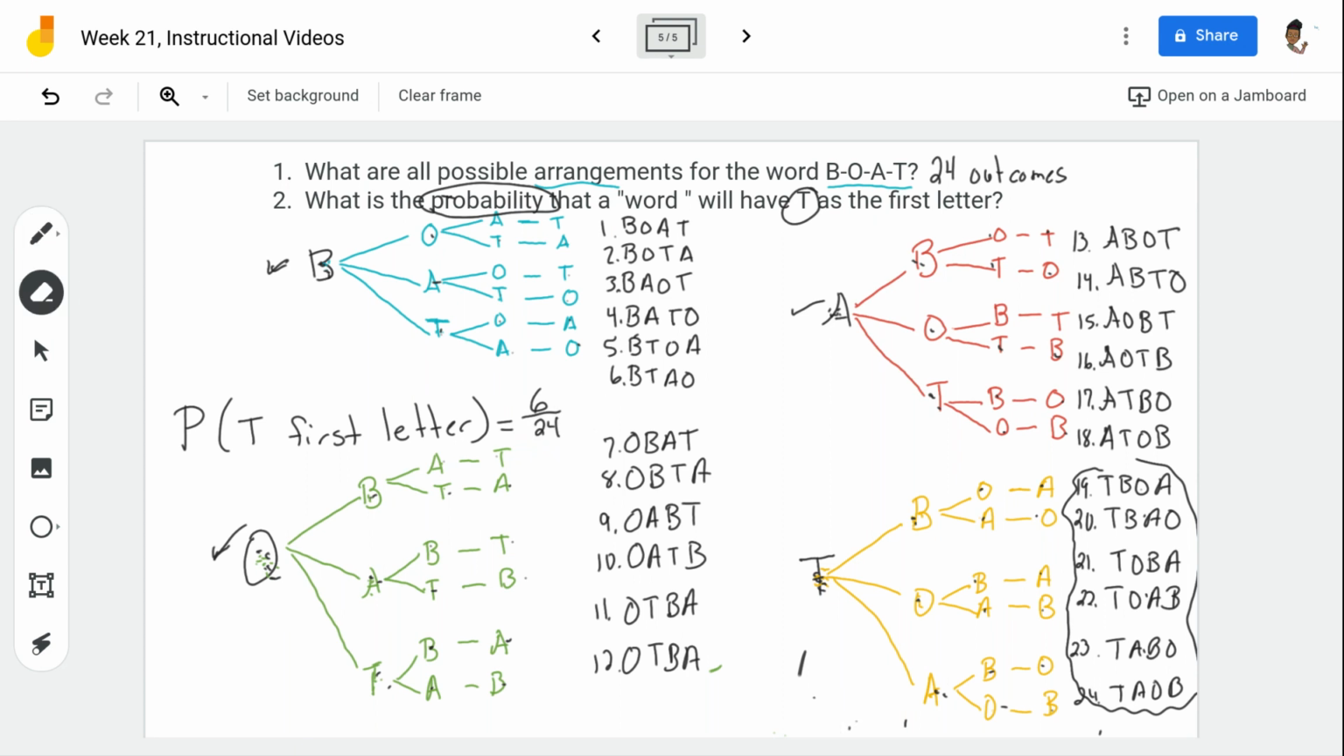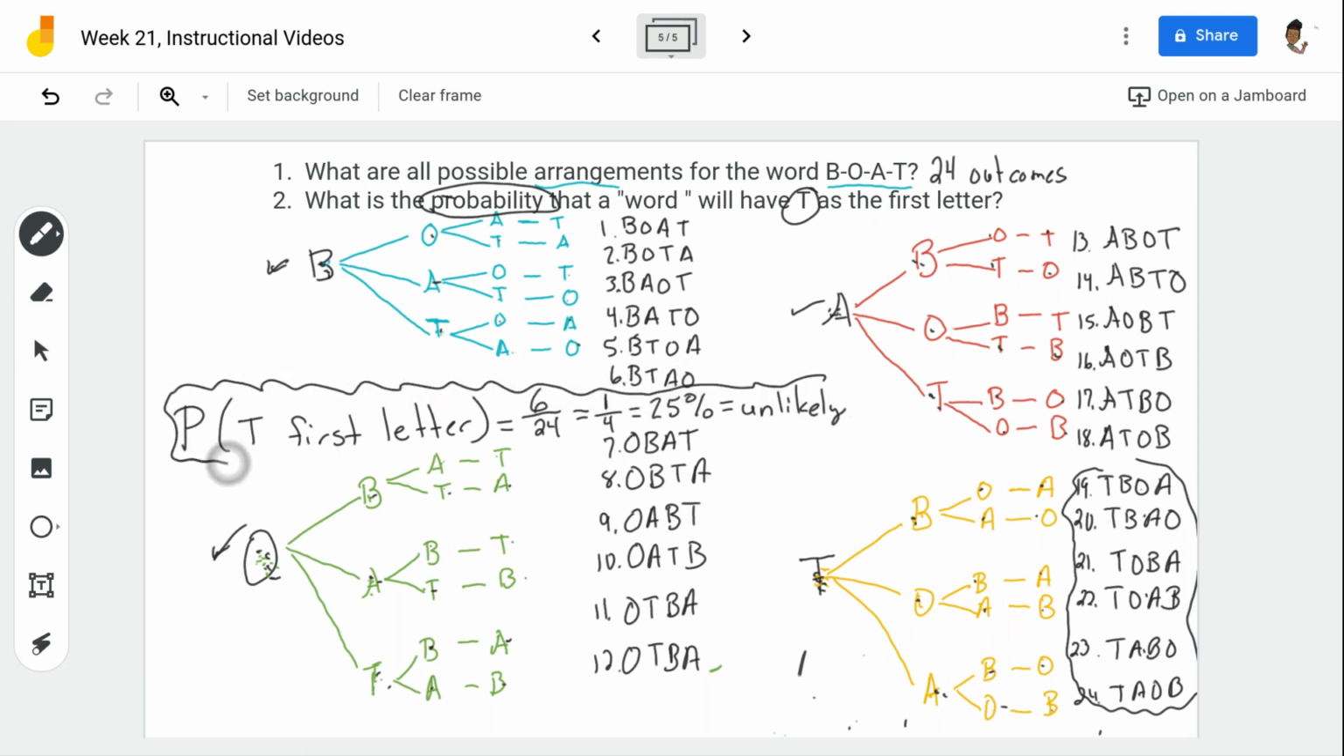And simplified, that would be 6 divided by 6 is 1. 24 divided by 6 is 4. So 1/4, which is 25%, which is described as being unlikely. Alrighty, and right here that I'm putting a wavy cloud around, that's the answer to problem number 2.